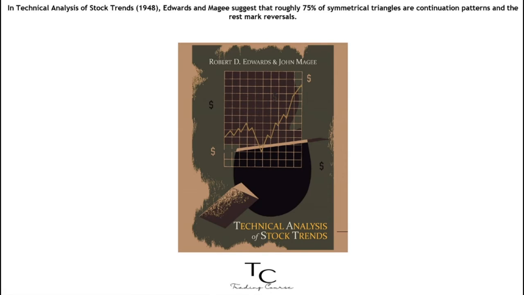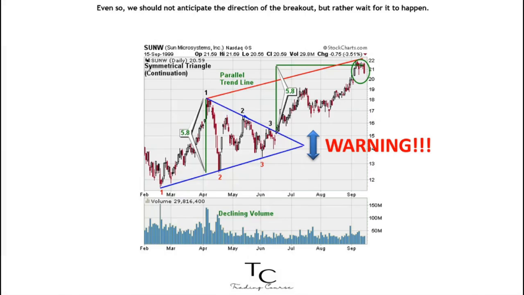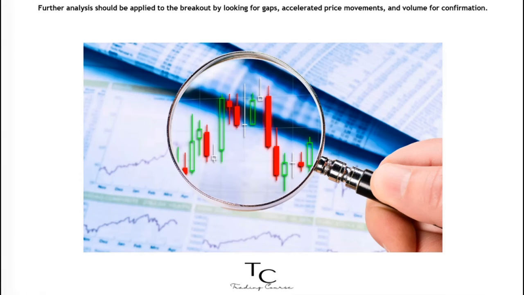In Technical Analysis of Stock Trends, 1948, Edwards and McGee suggest that roughly 75% of symmetrical triangles are continuation patterns and the rest mark reversals. The reversal patterns can be especially difficult to analyze and often have false breakouts. Even so, we should not anticipate the direction of the breakout, but rather wait for it to happen.